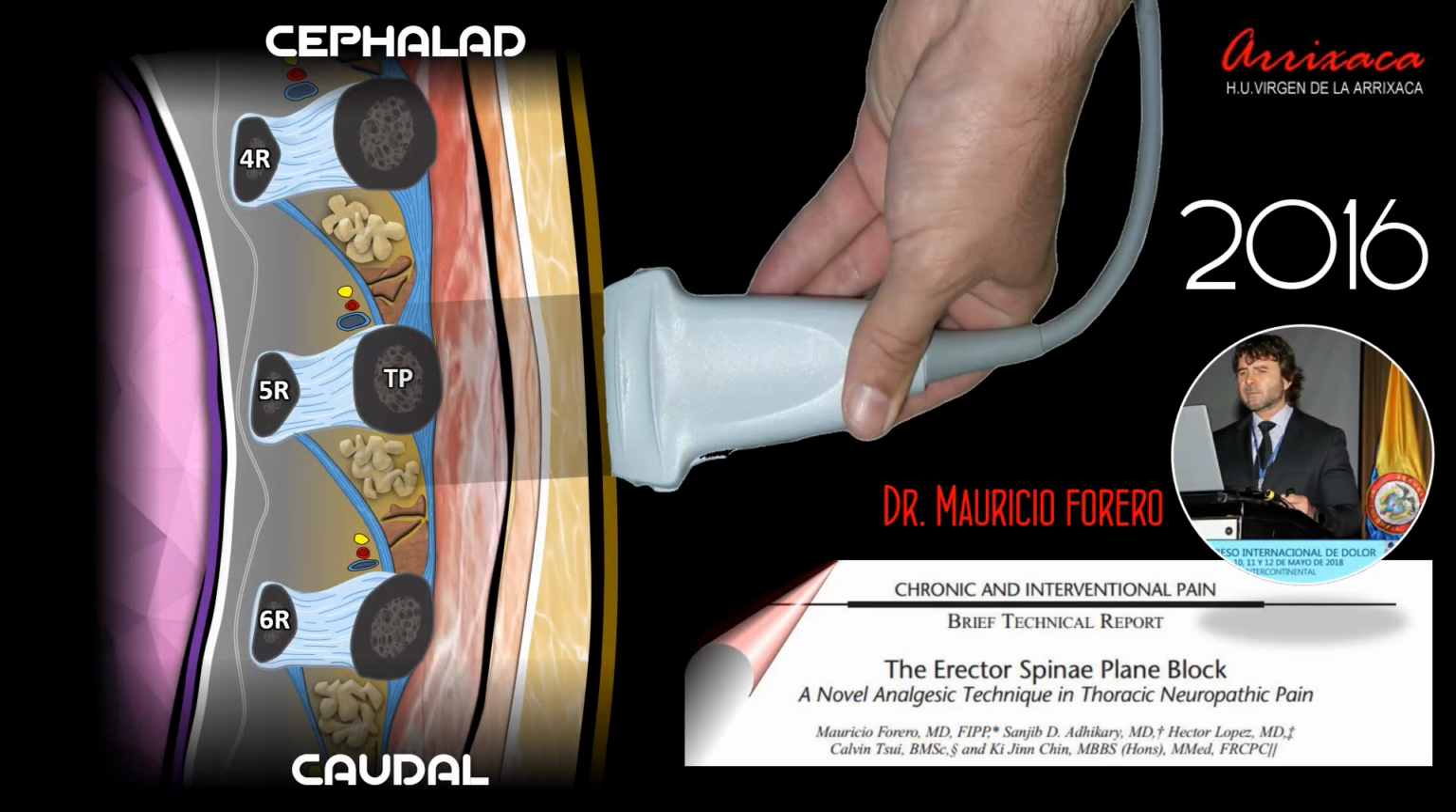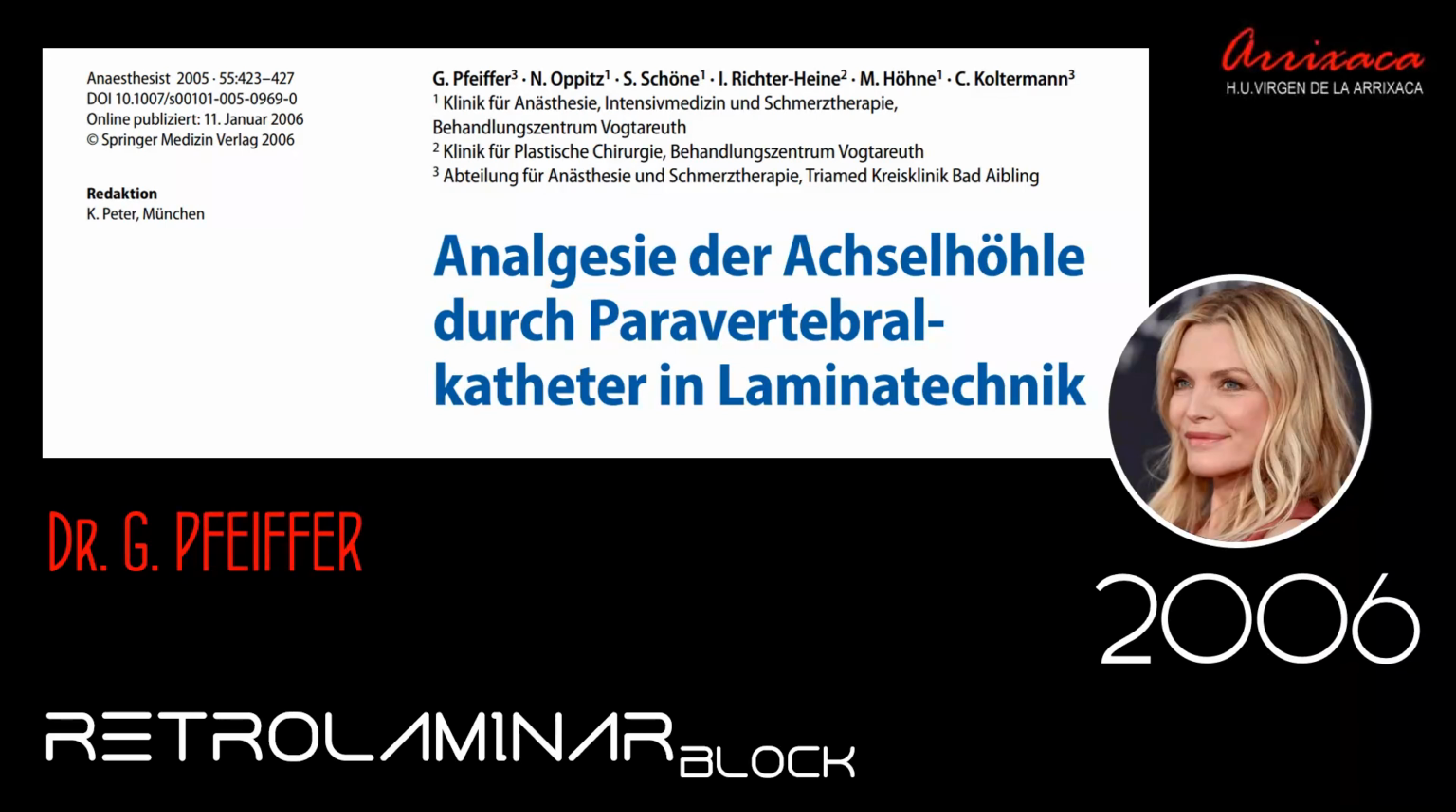In 2016, Mauricio Forero opened Pandora's box by describing the ESP block. This block, as you all know, consists of the injection of local anesthetic between the transverse processes and the erector spinae muscle. But if we review the literature carefully, and without any intention of taking away the credit from Dr. Forero, the first paraspinal block, the retrolaminar block, was described as early as 2006. In a case report written in German, Dr. Pfeiffer described the paraspinal diffusion of local anesthetic when injected over the thoracic vertebral laminae.